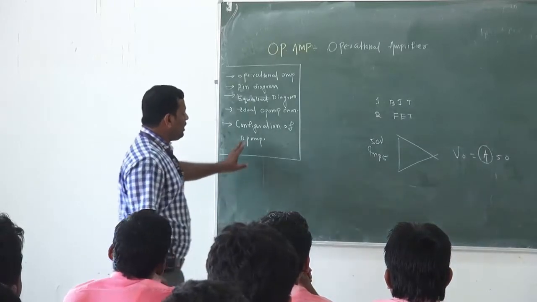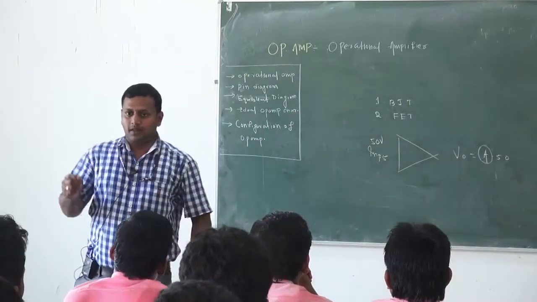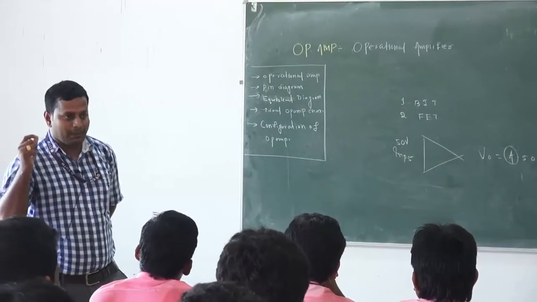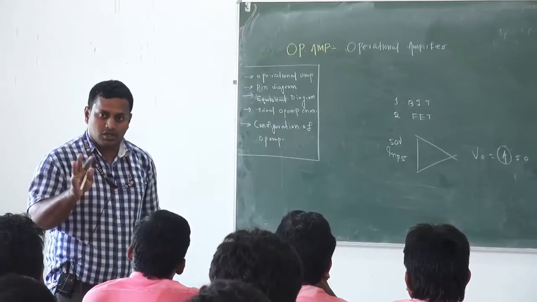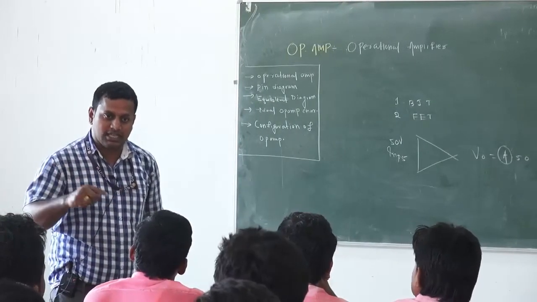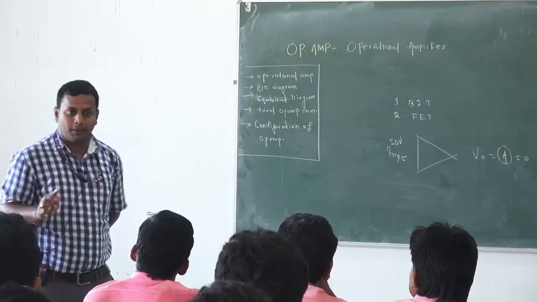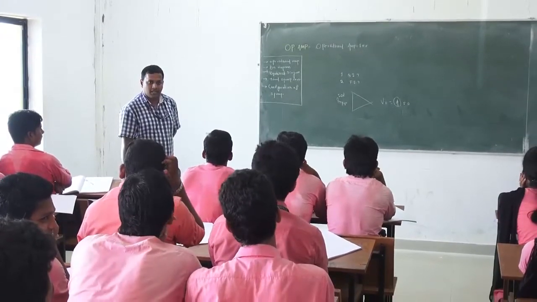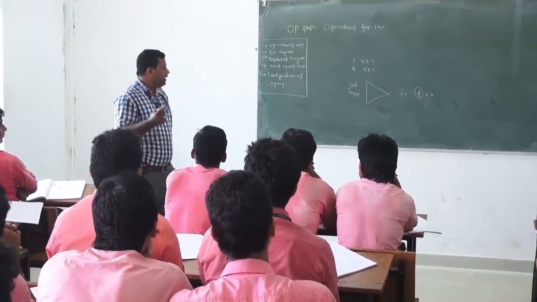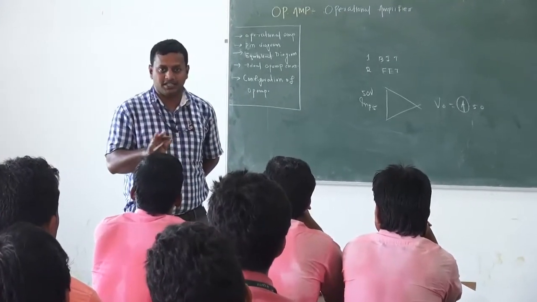Now the op-amp is also an operational amplifier. What is the name called? Operational amplifier. It does the same thing, it amplifies the signal. So why is the name called operational? It is called operational amplifier because it is doing some operation on signals, and the operations are very simple.